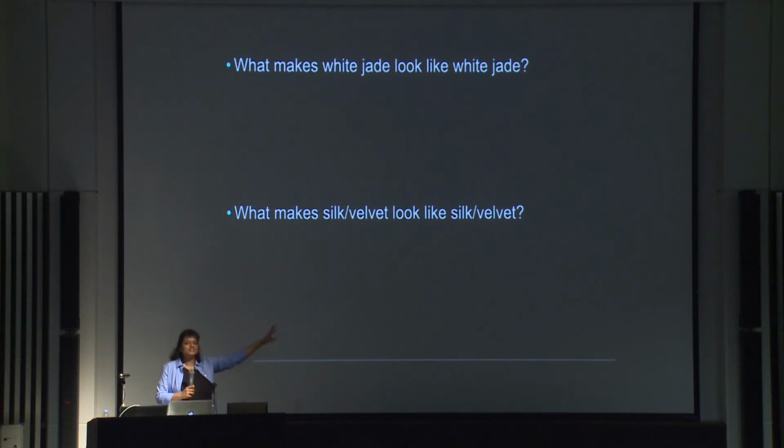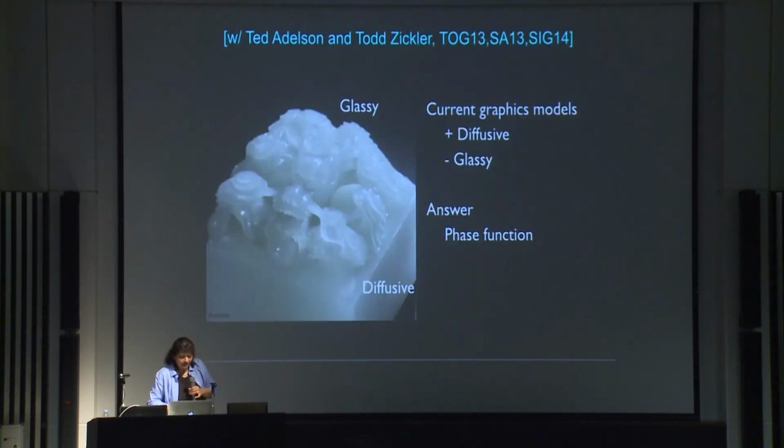OK, so this database stuff is looking very much at computer vision, taking images and trying to see what we can get out of images about materials. The other side of it is how do computer graphics people model these materials so that you can produce images that are indistinguishable from reality? That's the hope, right? We want it to be indistinguishable. So I'm going to talk very quickly about 2 projects we did. One was, the question was simple: what makes white jade look like white jade? And the second, another simple question: what makes silk or velvet look like silk or velvet? I'll try to give you a quick pithy answer in 2 slides for each.